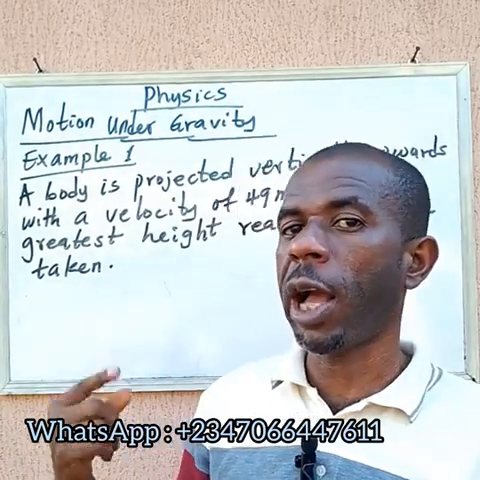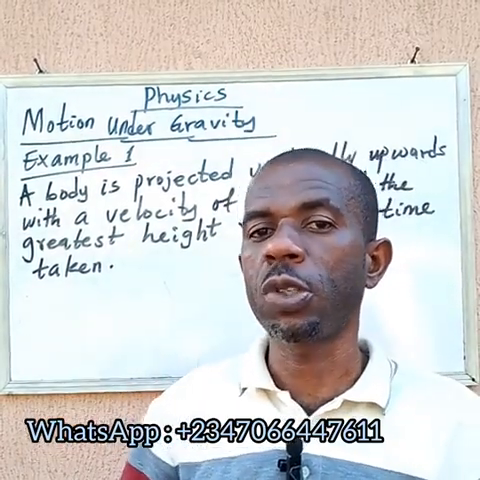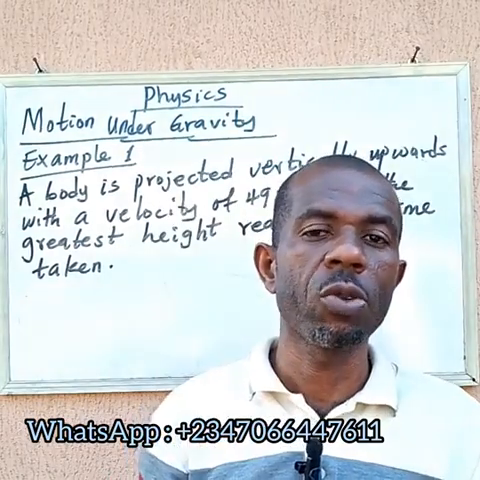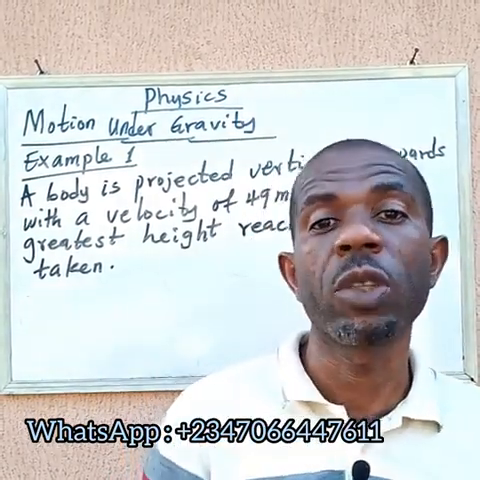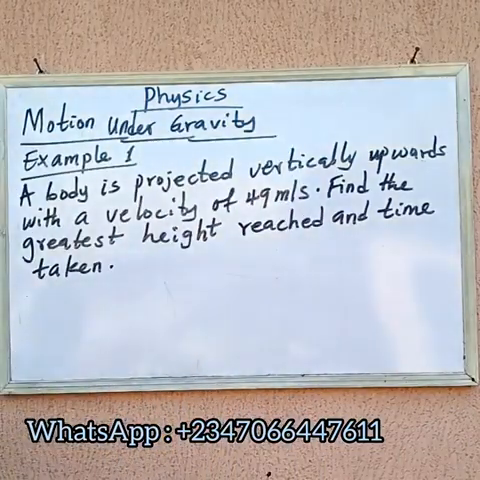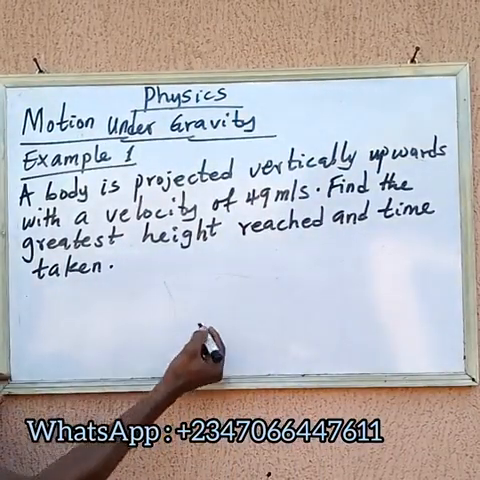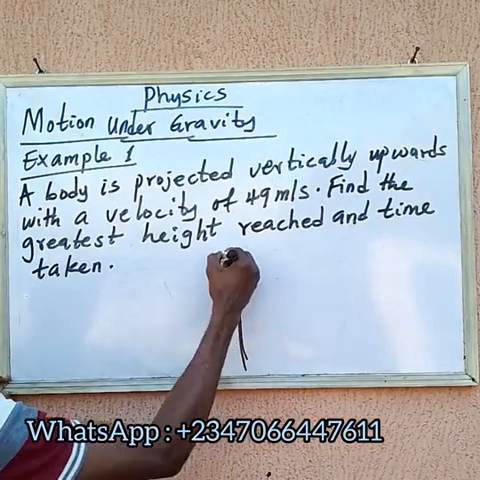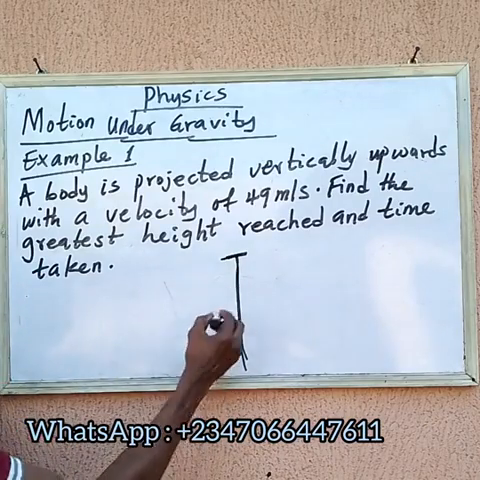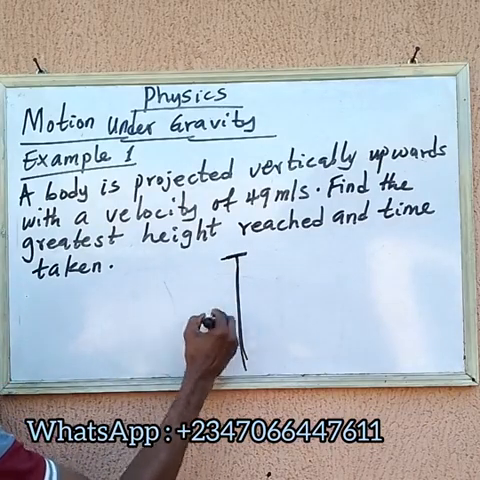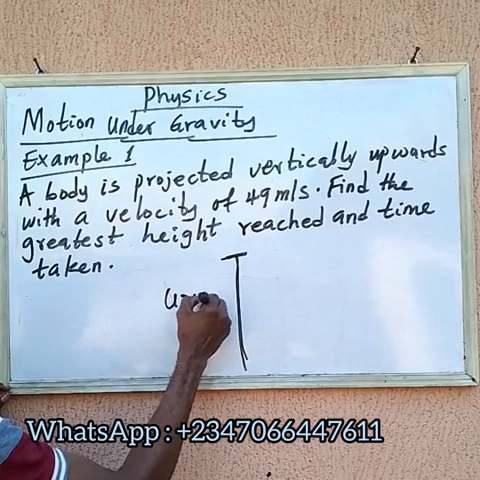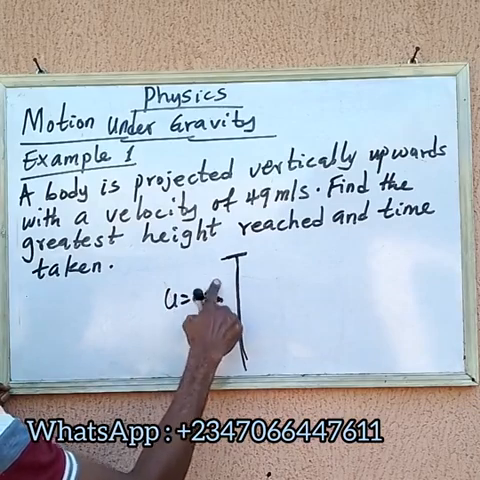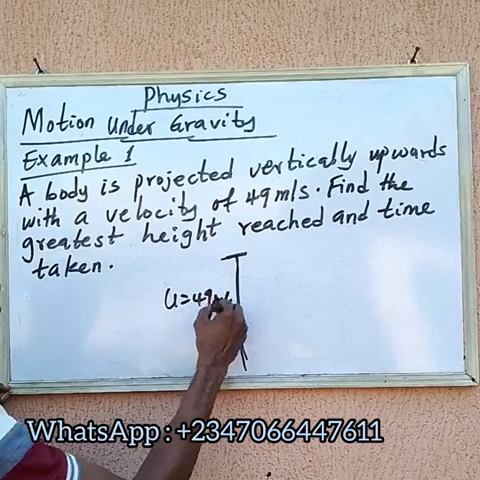At this point, we are not asked to calculate the time of flight, just the time to get to the greatest height. You can call it greatest height, but also the maximum height. So what is given to us here? The object is taken to this point, with initial velocity u equal to 49 meters per second.